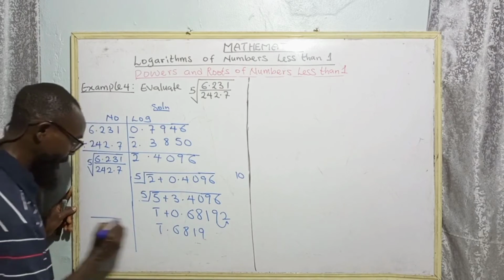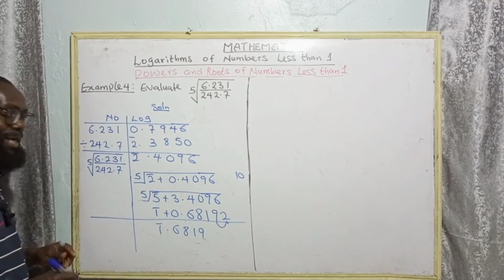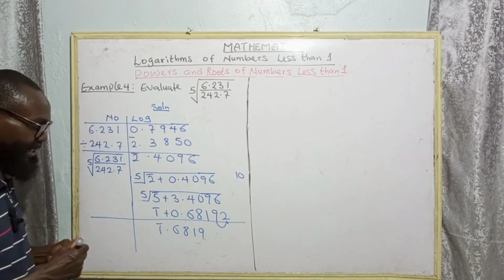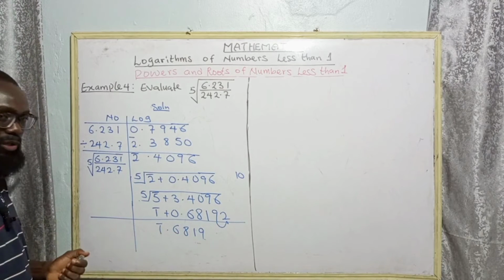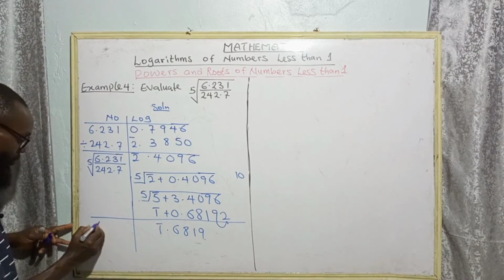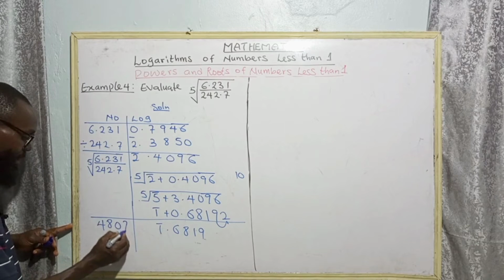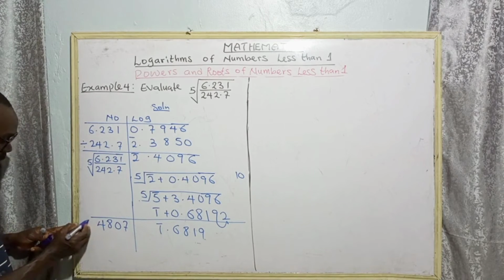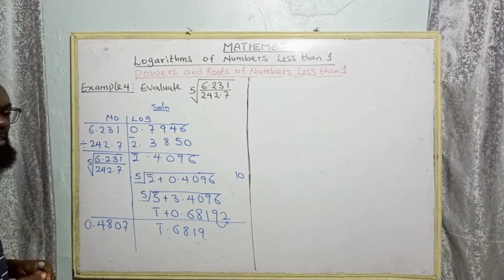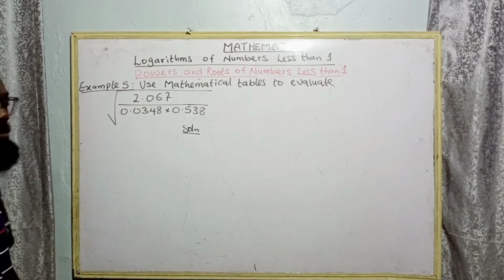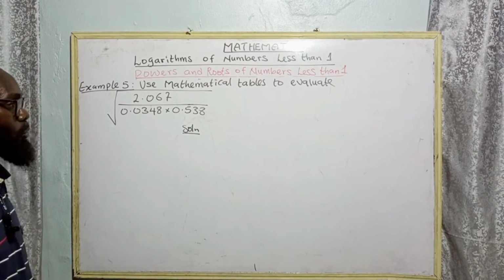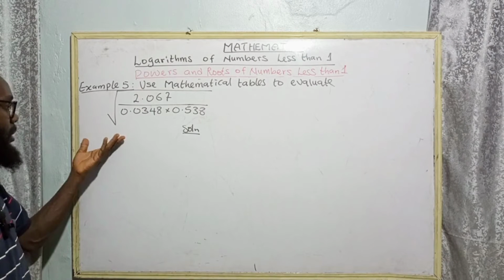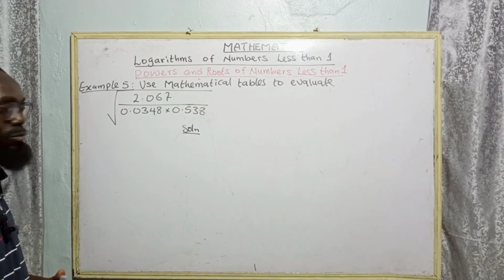0.6819. Finally, I have to check my answer by checking our anti-logarithm 68 under 1 difference 9. So I have 4807. So this bar 1 becomes 0.4807.